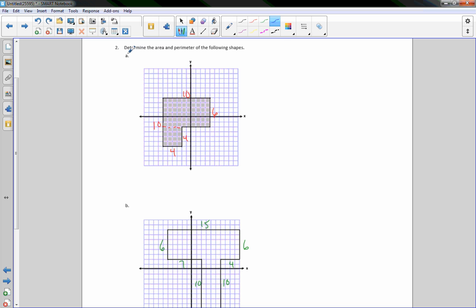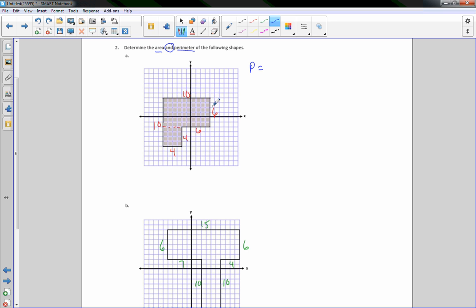Okay, so now we're on to exercise 2. There's A and B. Determine the area and perimeter of the following shapes. So the perimeter is the sum of the sides. So in this one here, I've already counted and I missed one. If this is 10 and that's 4, then this must be 6. All right, so here we go.